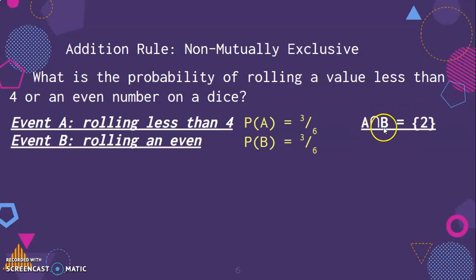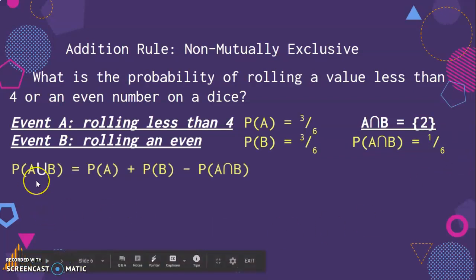Now the both, if it's less than 4 and even, there's only one number that happens to be in that situation, and that's the number 2. How do I roll number 2? The only way is that one way out of 6. So the probability is the number of outcomes that have 2 over the total outcomes for rolling a dice.